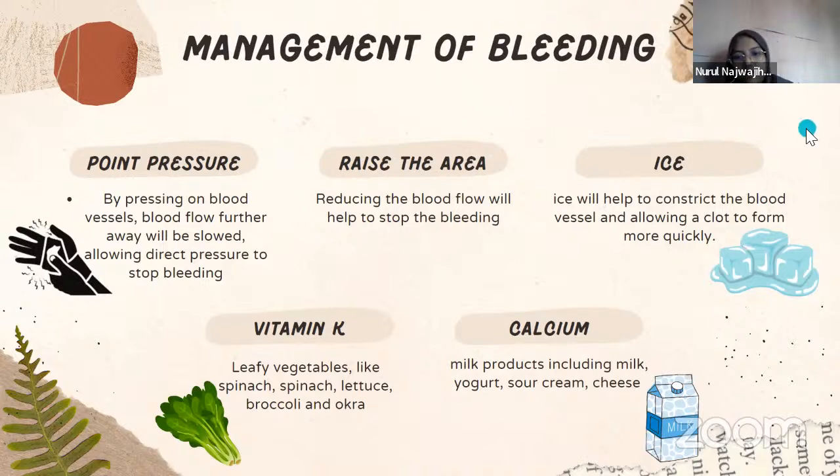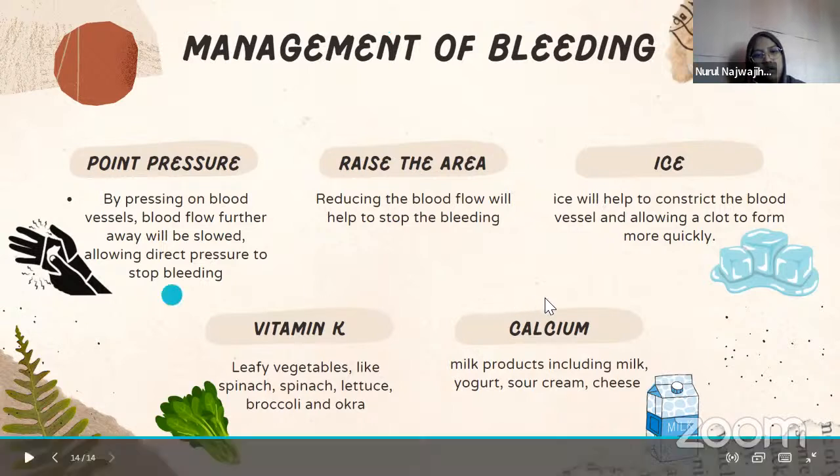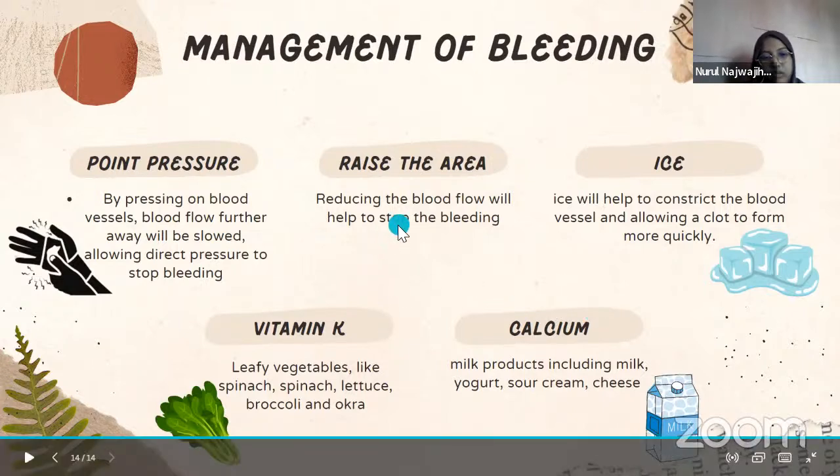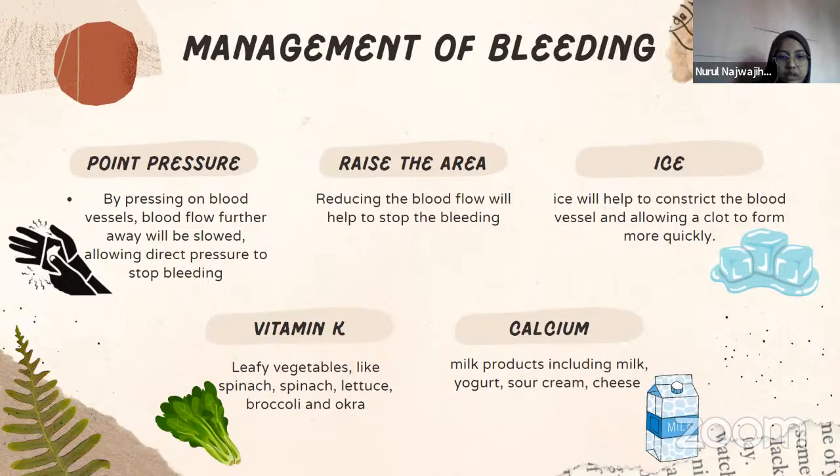Next is ice. Ice will help to constrict the blood vessel and allow a clot to form more quickly. How to use it? We wrap ice in a clean, dry cloth before applying to the wound. And for the two points at the bottom, what she should take to improve her blood clotting is vitamin K and calcium. Vitamin K can be found in leafy vegetables like spinach, lettuce, broccoli, and okra.